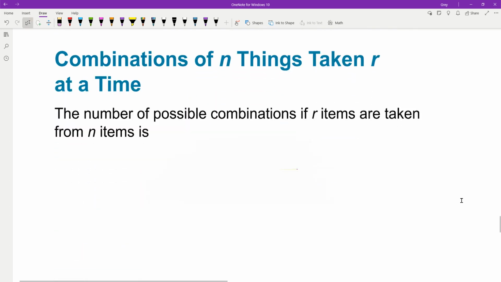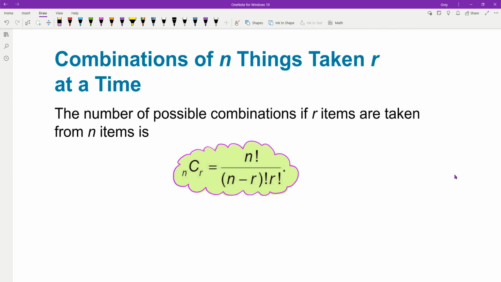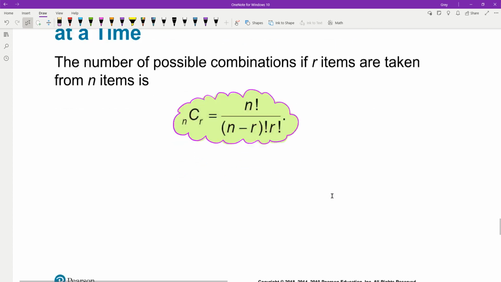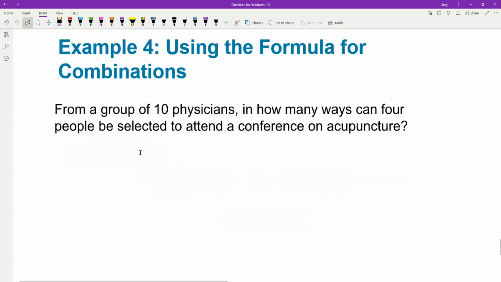Okay. Now, combinations, I kind of already gave this to you in the previous lesson. It is written nCr, and it is n factorial over n minus r factorial. So that's your permutation formula, and then you just divide by the repeats. So look at this one. Example 4, from a group of 10 physicians, how many ways can 4 people be selected to attend a conference on acupuncture? Okay, the order that we choose those 4 is not going to change which 4 are going to the conference. So this is an example of combinations.